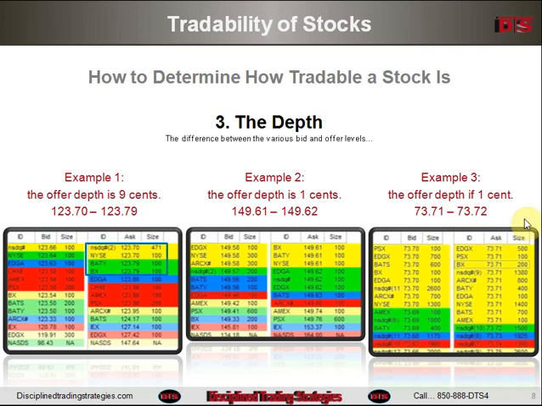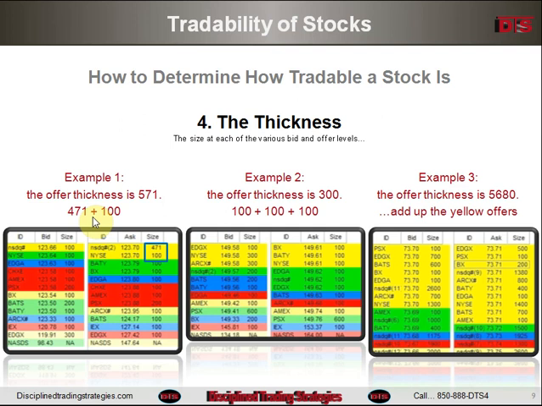The second thing to look at is the depth. The depth is the difference between the various bid and offer levels. Here we're looking at the offer, and in the yellow, the inside offer is 123.70, but when those disappear, the offer will go to 123.79. So that is a 9 cent difference in the depth on that side of the screen. Over here we have 149.61 going to 149.62, so there's only 1 penny. And here we have 73.71 going to 73.72. Again, only 1 penny of depth. That's very liquid.